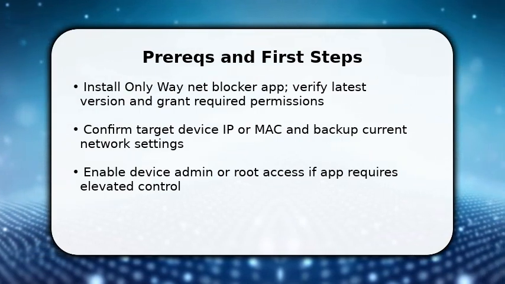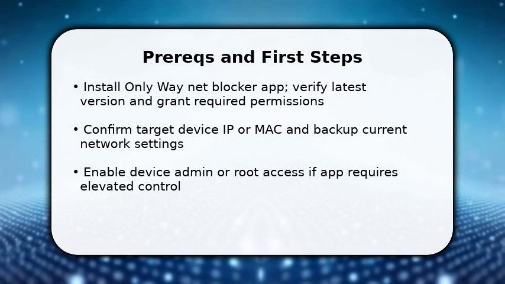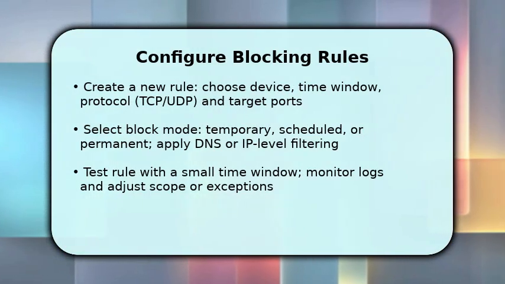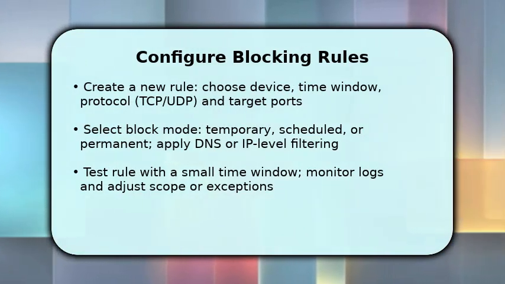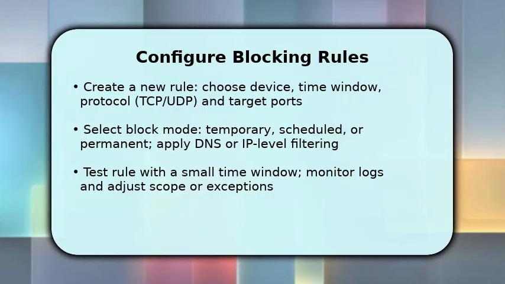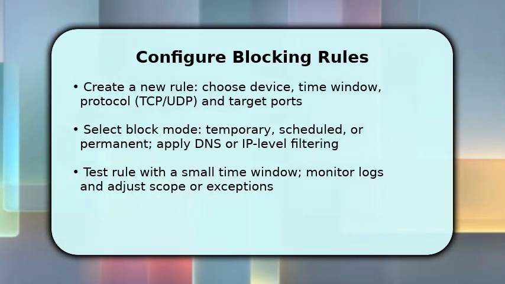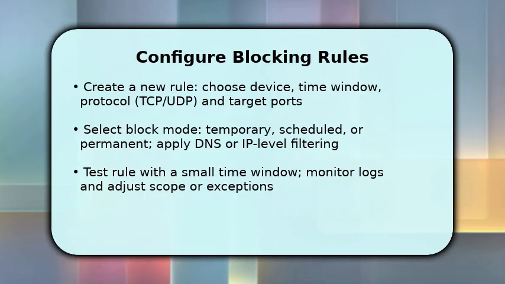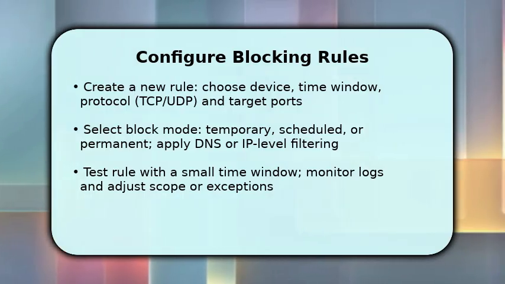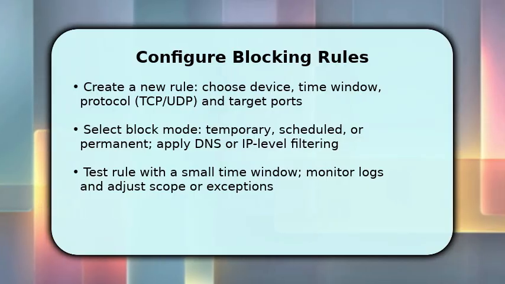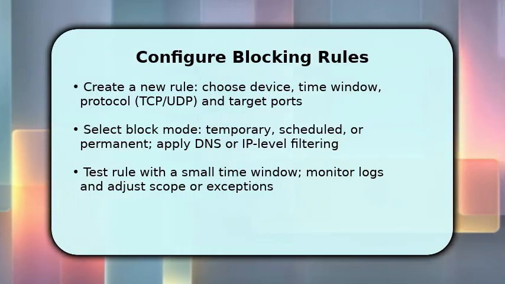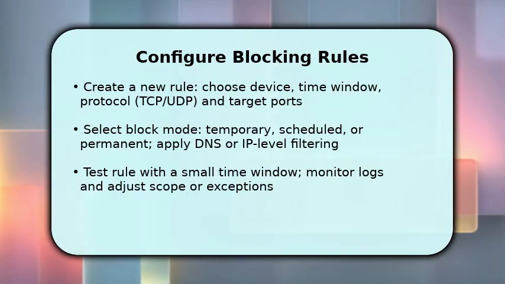Now you configure the core rules that actually stop traffic. Open OnlyWay, create a new rule and select the target device by IP or MAC, then choose the protocols and ports to block. Once configured, pick block mode, temporary for testing, scheduled for recurring blocks, or permanent for continuous enforcement, and decide whether to filter DNS names or raw IPs for stronger effect.